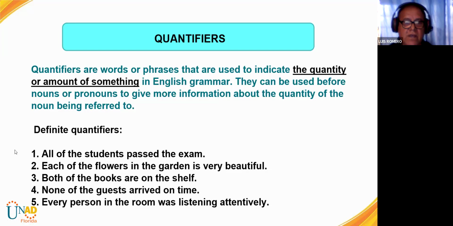So as you can see here, you have some quantifiers, okay? They are giving you important information about the quantity that they are talking about. For example, in this sentence, it is given important information about the quantity. Here it says, every person in the room was listening attentively. So here it is telling us something important about what was going on in that room. So every person by that moment was paying attention attentively.